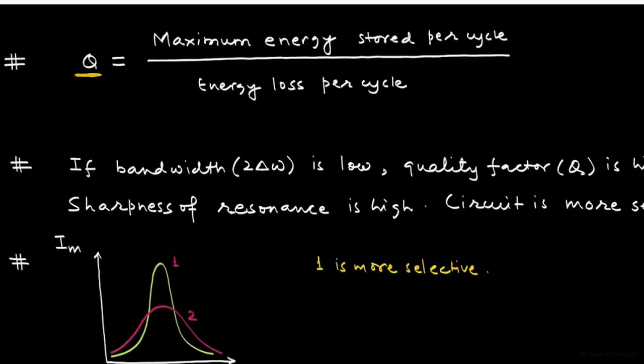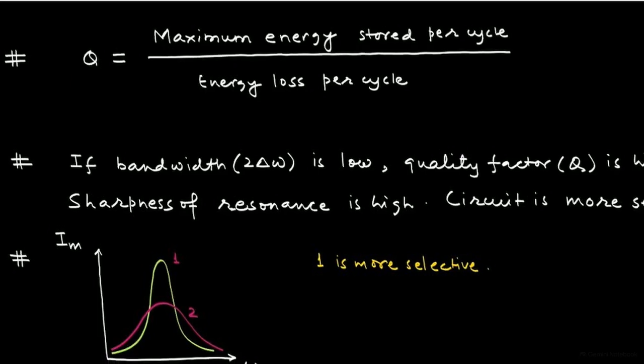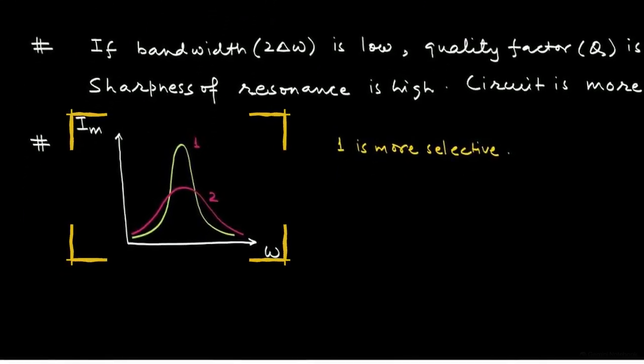We quantify a circuit's filtering ability using the quality factor, Q. This is the ratio of maximum energy stored per cycle to the energy dissipated as heat. This ratio determines the physical shape of a circuit's sensitivity, seen in these two resonance curves.